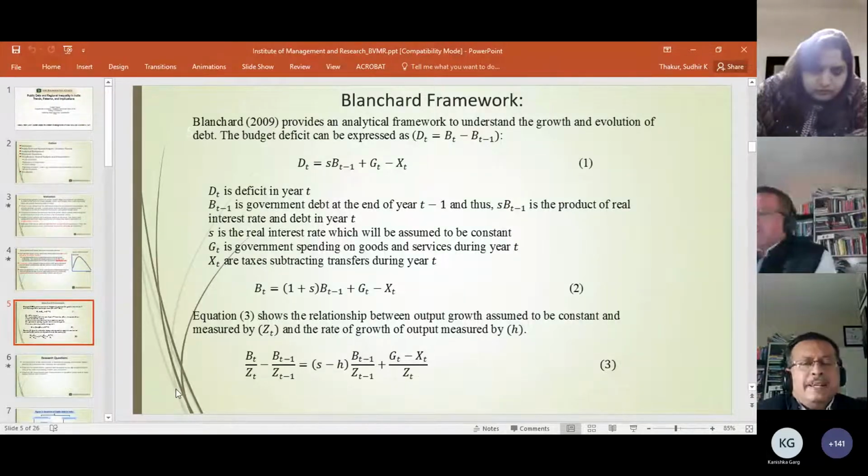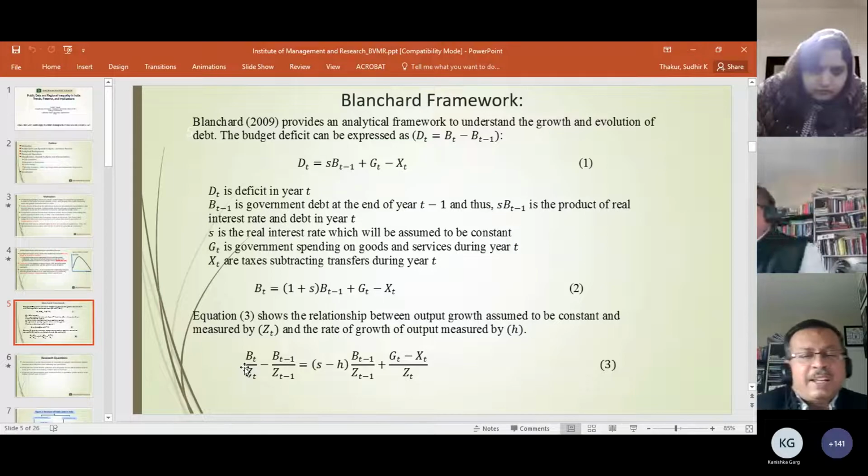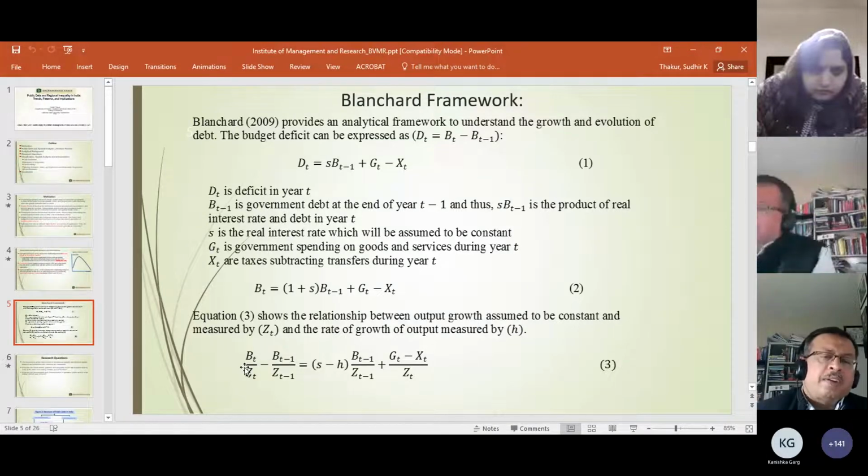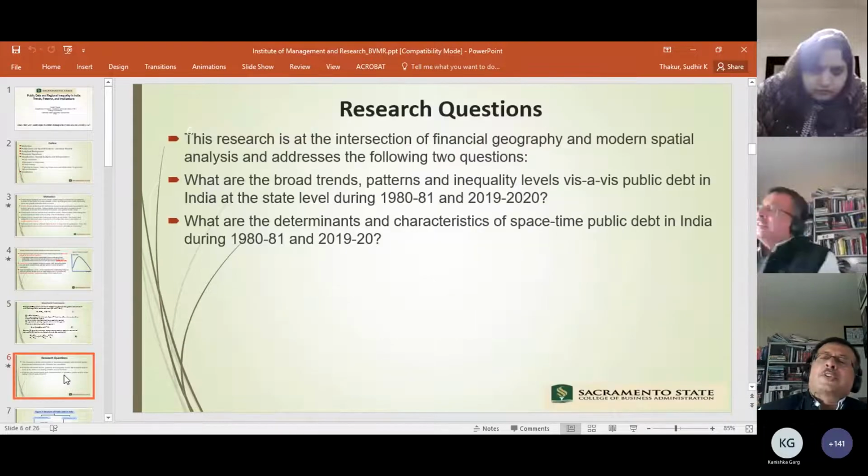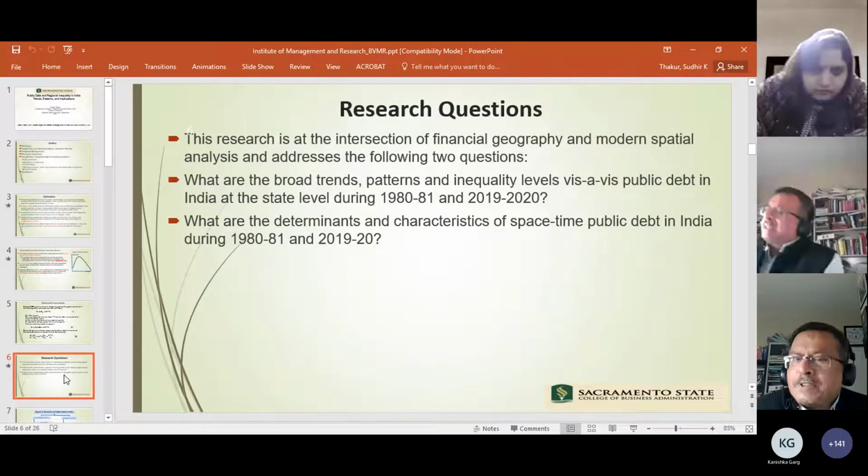So it's a very interesting proposition made by Blanchard. Basically his argument is that if you want to understand the evolution of debt in a country, it's best to take the ratio of the debt to GDP level in order to understand its evolution and distribution across time and space. And that is the purpose of this paper. This research is at the intersection of financial geography and modern spatial analysis, or modern spatial econometrics.